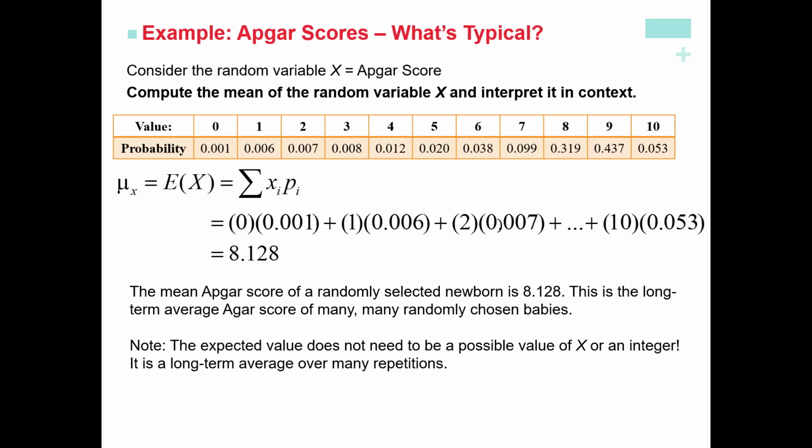Note here, the expected value does not need to be a possible value of X. It also does not need to be an integer. In this case, it is not. This is a long-term average over many repetitions, right? No baby is going to have an APGAR score of 8.128 because it's always an integer. But the average over many, many repetitions is 8.128. That's the expected value.